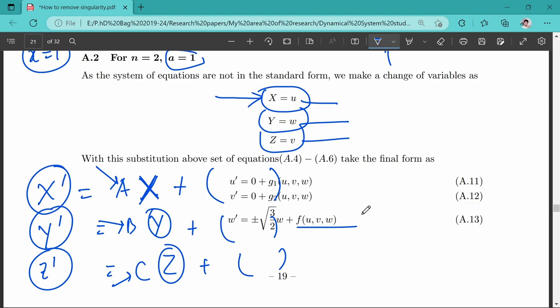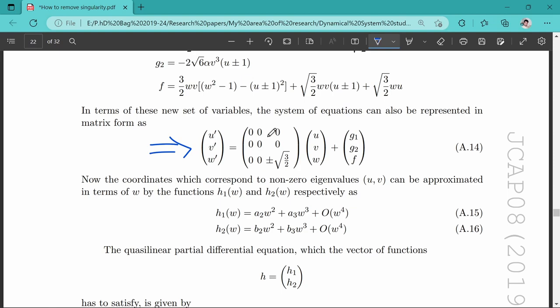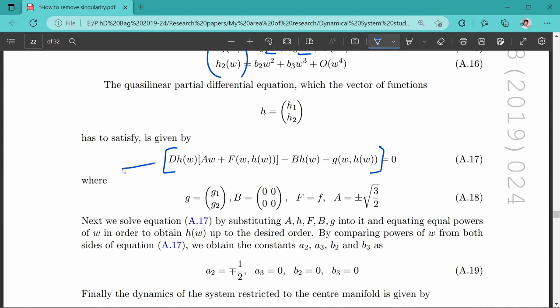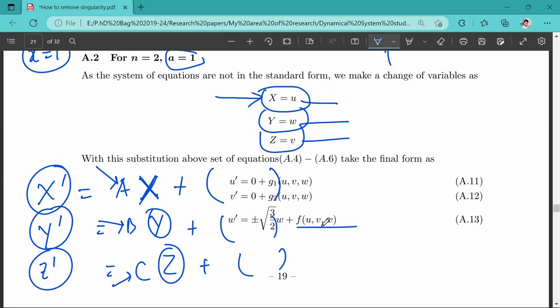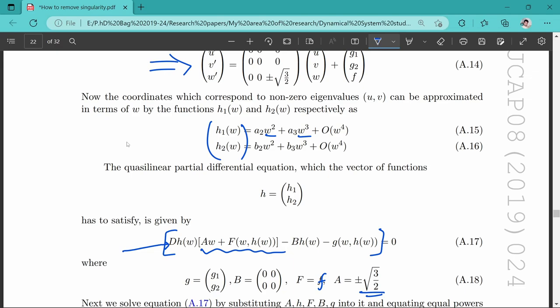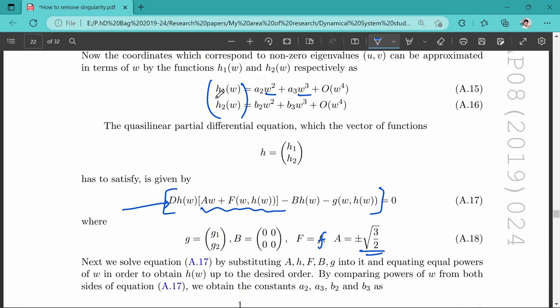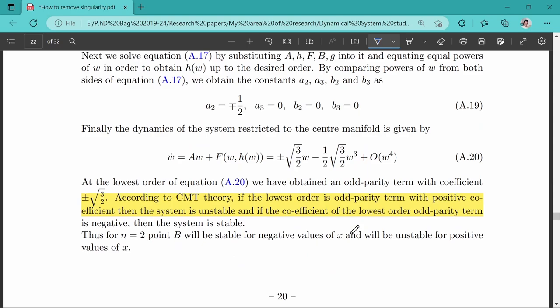So you can now expand it in the matrix form, U prime, V prime, and W prime, and you will see this. Now you have to define the h in such a way that it consists of omega square and omega cube. You have to use that this is the first derivative of dsw, and this is not a coefficient, this is the multiplication of a W and f. So here a is root 3 by 2 and f is some other function, whatever the f was. hW is already defined as a2 omega square plus a3 omega cube, and then you follow the b and g, set equal to 0, compare it to this h1 and h2, and from here you will get the coefficients a2, a3 and so on, and you will get W dot equal to plus minus root 3 by 2 W minus half root 3.